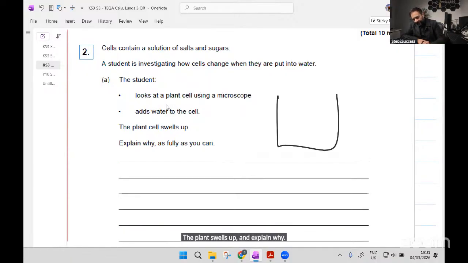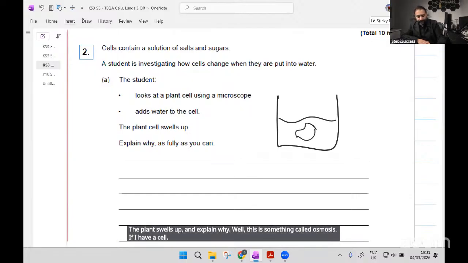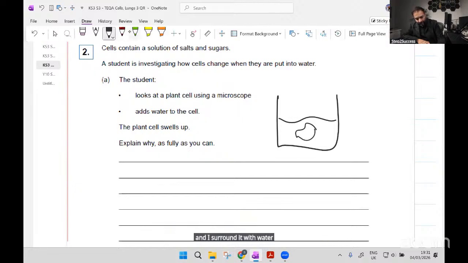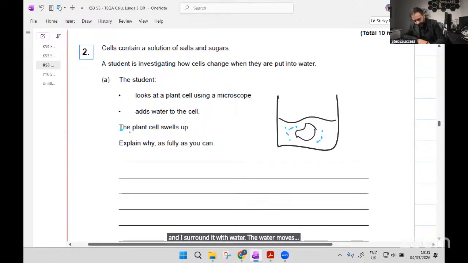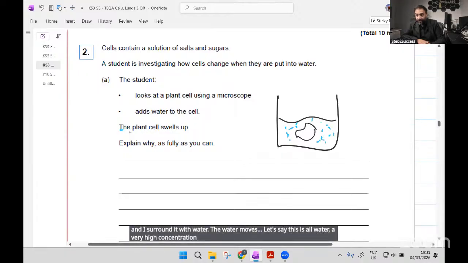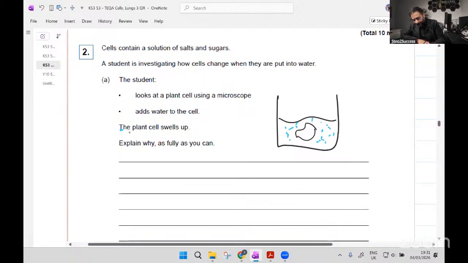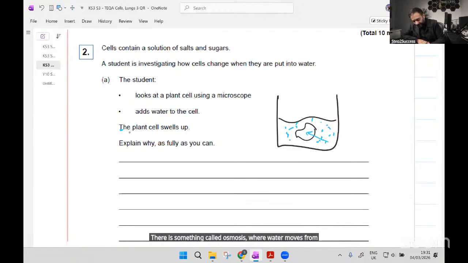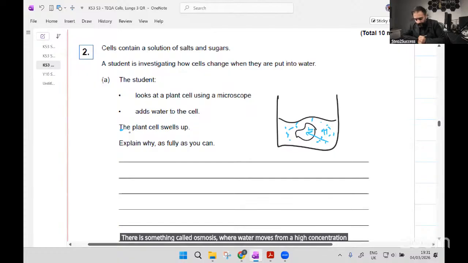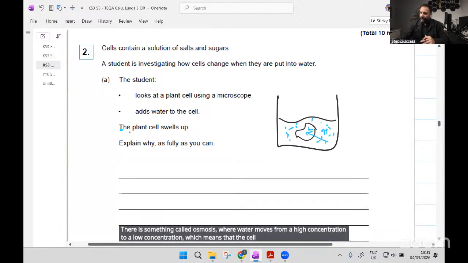Well, this is something called osmosis. If I have a cell and I surround it with water, the water moves. Let's say this is all water, a very high concentration of water, so lots of water. There is something called osmosis, where water moves from a high concentration to a low concentration, which means that the cell gets swelled up like a balloon.